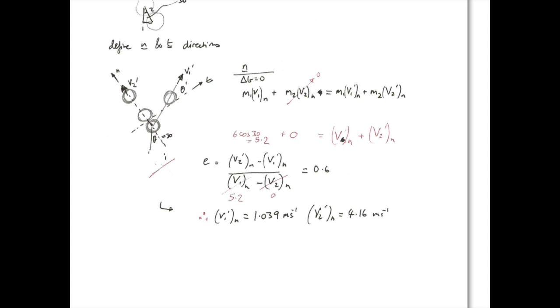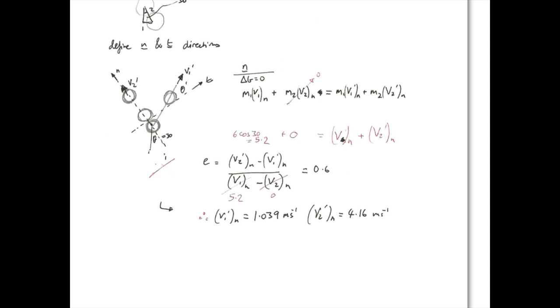So initially we consider the normal coordinate system, and we say that our initial momentum is m1 times v1n, the normal component of the motion of the first particle, plus m2 v2n, the normal component of the motion of the second particle, and that is equal to the momentum in the normal direction after the collision, m1 v1 dashed n plus m2 v2 dashed n, where v1 dashed and v2 dashed are the motions after the collision. So this is our first equation.